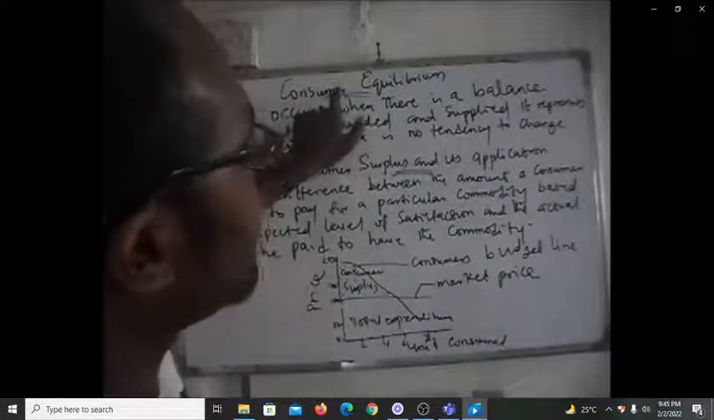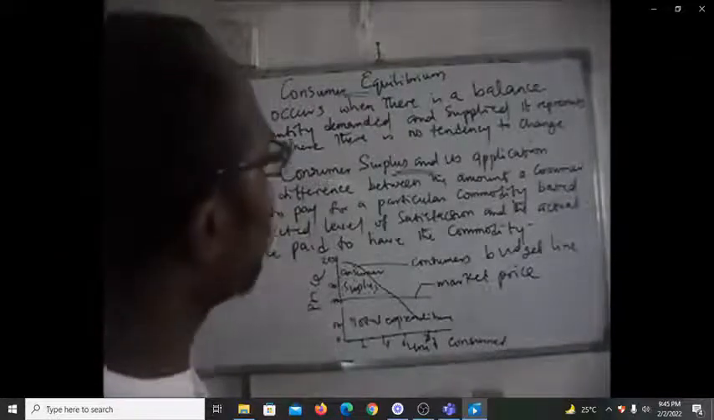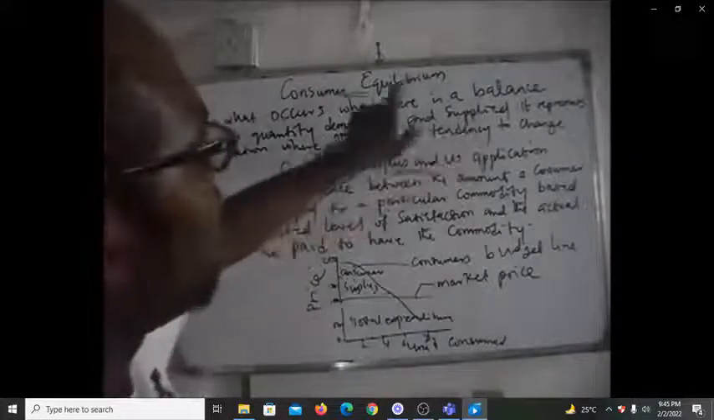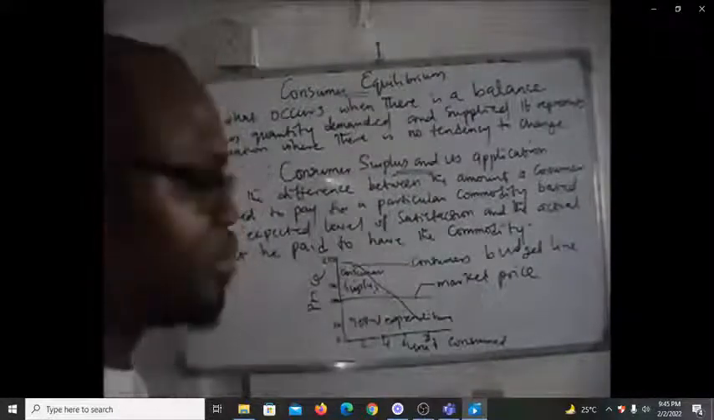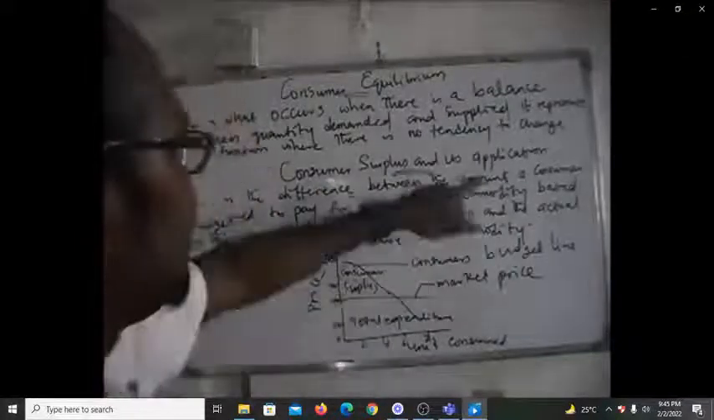Or you can have it supplied. So in that situation, we have what we call consumer equilibrium. Whenever the amount of a given commodity demanded can be supplied, you have what we call consumer equilibrium. Now the second concept, consumer surplus, and how it can be applied.